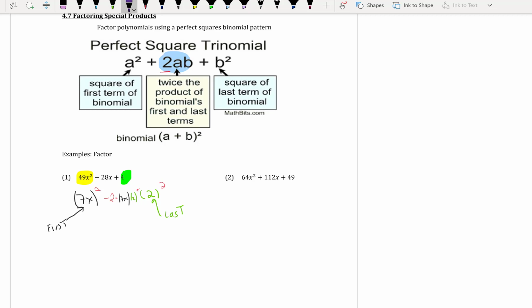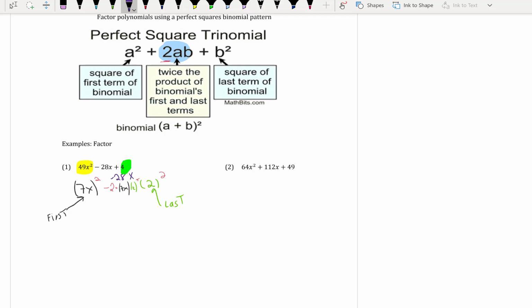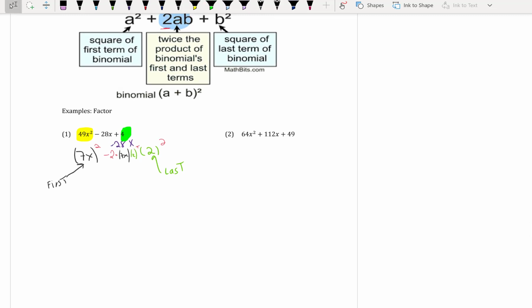Well, let's see what that middle term turns into. 2 times 7 is 14. 14 times 2 is 28. So it does fit that pattern. Because it does fit that pattern, the way that this is going to factor is the first term minus the last term, squared. So that first term, 7x, minus that last term, 2, and we square it.